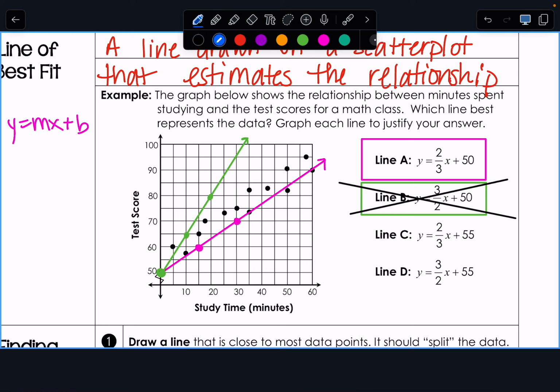Line C, I'm going to do blue. What's our y-intercept? 55. So I'm going to start at 55 this time. And our slope is 2 over 3, right? So up 2 over 3. Up 2 over 3.